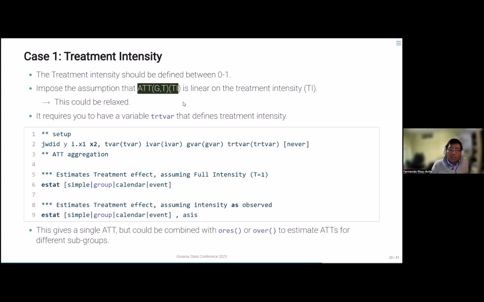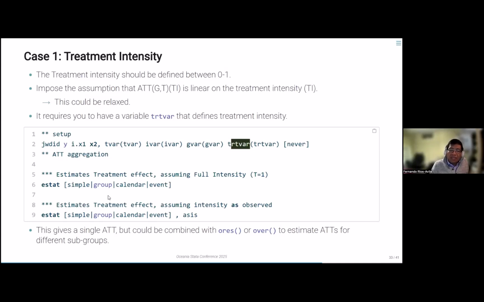Now, if you want to do that, the only thing that you need to do with the specification is include another option, trtbar, that will provide another variable that will define what the intensity of the treatment is.